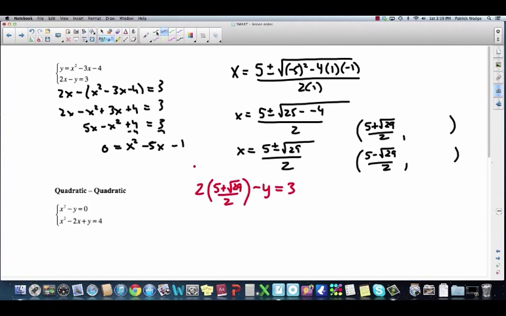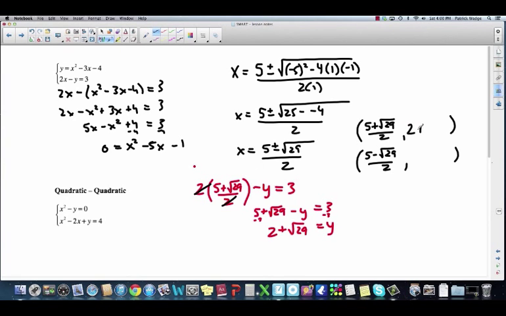Okay, let's solve this. So what happens here is when I multiply 2 by all this, it's so beautiful because look what happens. That just cancels out. So I end up with 5 plus root 29 minus y equals 3. Well, I think the easiest way to solve this would just be to move the y over to the right. That'll make it positive y, and the 3 over to the left. So the y comes over and becomes positive y. The 3 comes over and becomes negative 3, so I'm going to minus 3 and minus 3. So I end up with 2 plus root 29. So that would be my y value there.